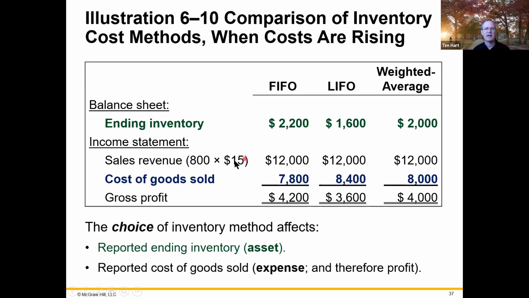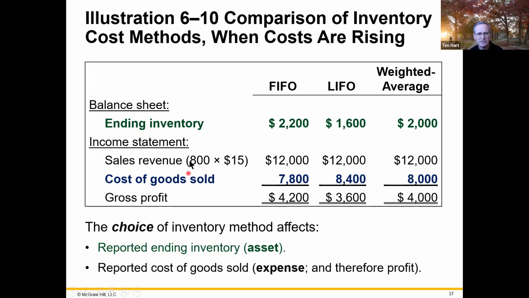Okay, so here's a comparison of the two when costs are rising. Ending inventory FIFO and LIFO. And we just calculated these, so it's this weighted between FIFO, LIFO, and weighted, right? The sales revenue, if we sold all of them for $15, we had the same sales revenue for all of them. And that's a nice assumption here just to illustrate the differences. The cost of goods sold that we just calculated is different in each case, resulting in gross profit differences between each one, right?